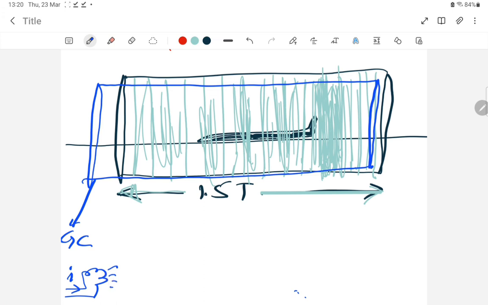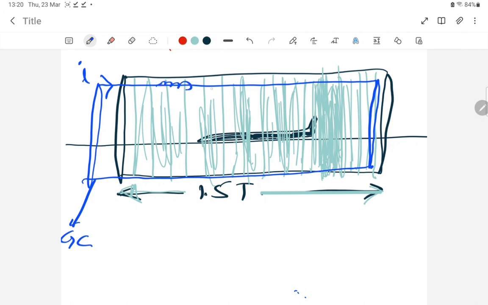Suppose the main magnetic field is B0, and this gradient coil is also having some magnetic field. Suppose we call it B gradient coil, BG. So what will happen? This gradient coil is getting a current, so definitely it will produce a magnetic field.